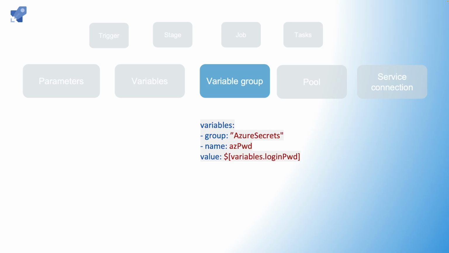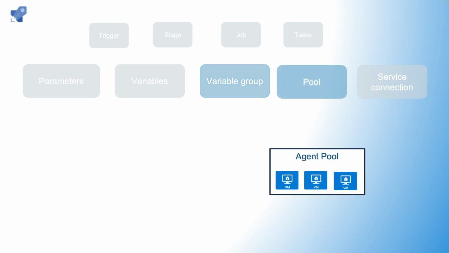Now here in a sample, we have an Azure secret group already defined and we are fetching it in the pipeline. So for example, if your 10 pipelines are now using it, in future, if there is a change in the secret, you have to change it in a single place instead of modifying 10 pipelines.